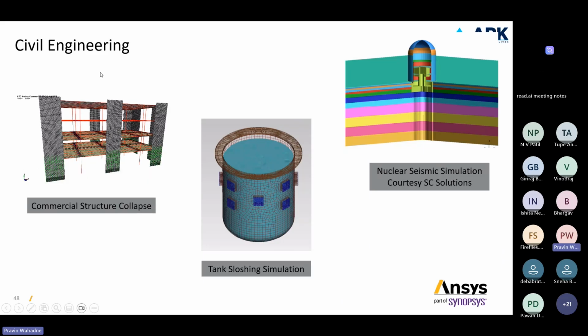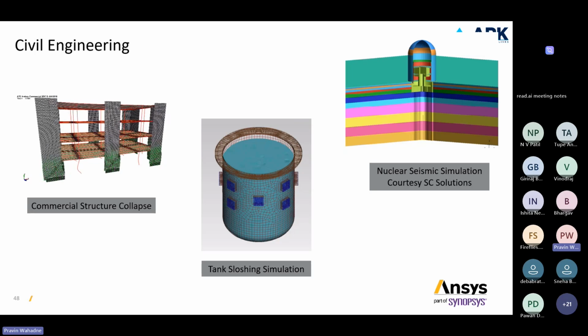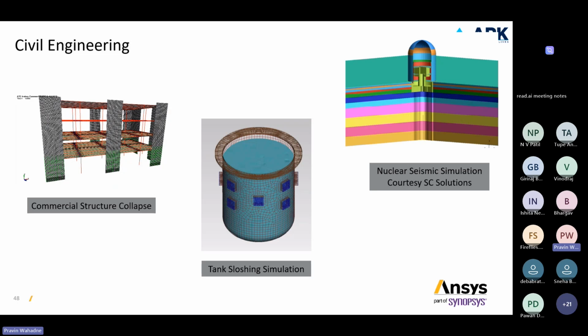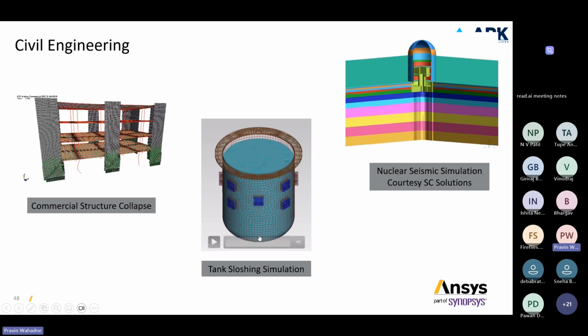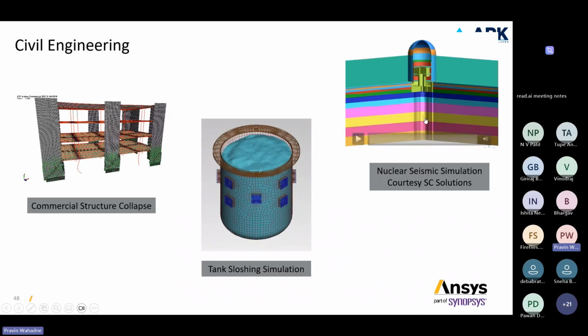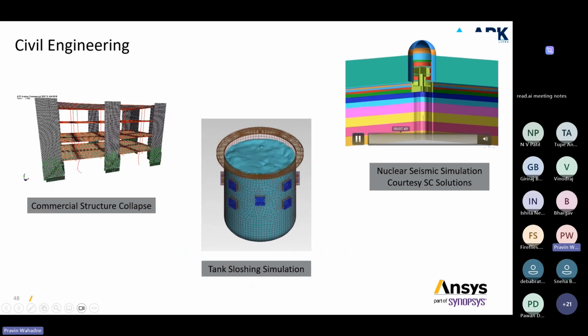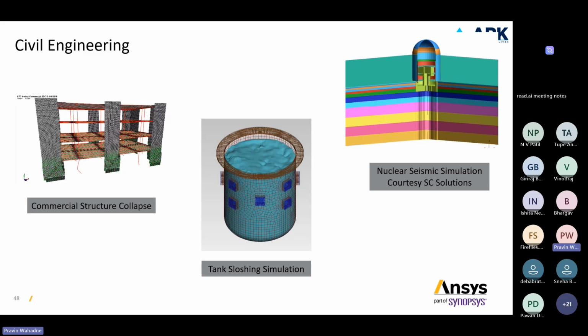Under civil engineering also, you can see structural collapse, how the structure is going to collapse, how the structure is going to fail at a particular area. Tank sloshing simulation can be done, as well as nuclear seismic simulation. Under civil engineering, we can do this kind of simulation.